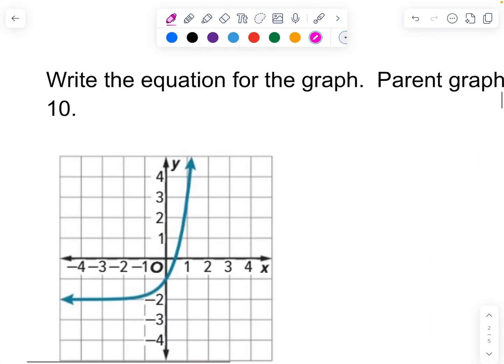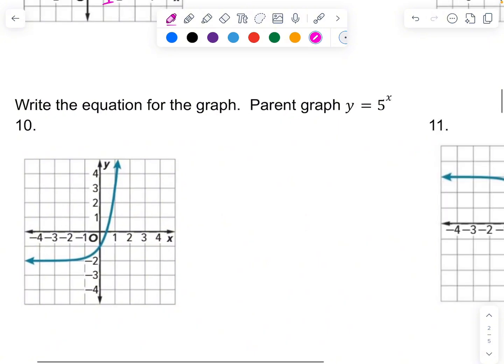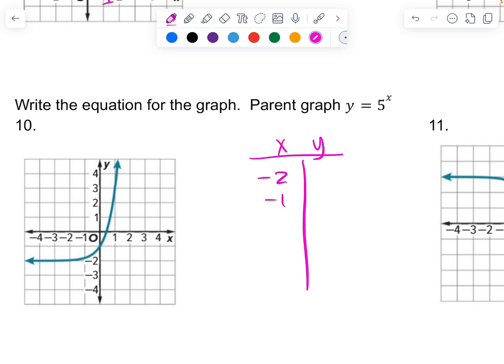Okay, this one. Oh, this time it's -2, -1, 0, 1, 2. So that's going to be 1/25, 1/5, 1, 5, and 25. Okay, so here and here and here.